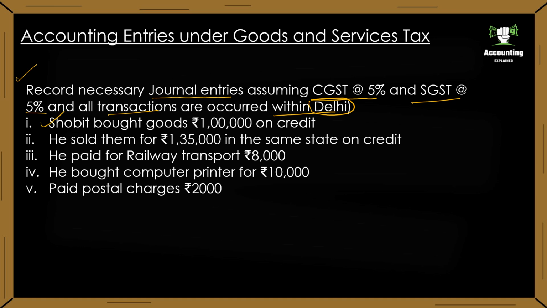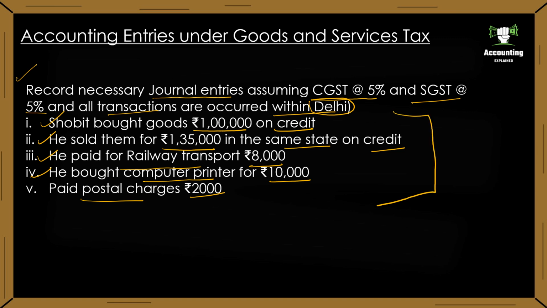First transaction: Shobit bought goods worth rupees 1 lakh on credit. Second, he sold them for rupees 1,35,000 in the same state on credit. Third, he paid for railway transport rupees 8,000. Fourth, he bought a computer printer for rupees 10,000. Fifth, paid postal charges of rupees 2,000. Let's analyze each transaction separately and do the journal entries taking into account CGST at 5% and SGST at 5%.